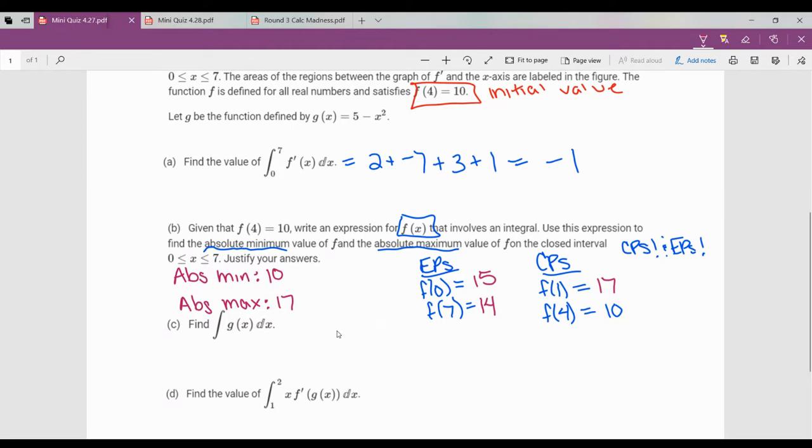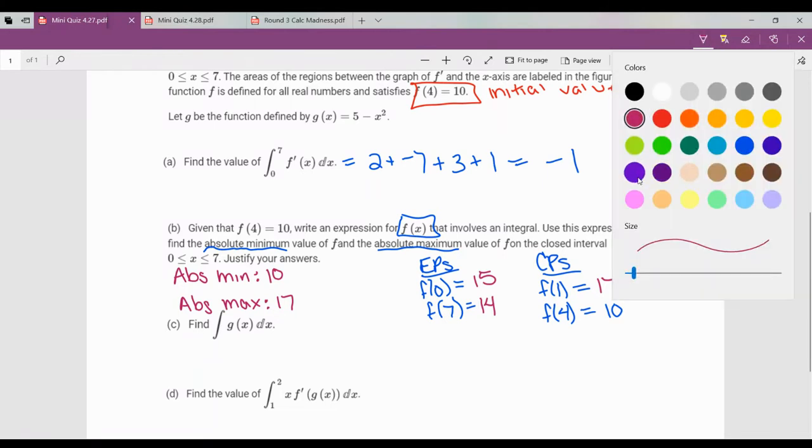All right, and that is it for that one. So justify your answers. The absolute min, the absolute max is this. I check my CPs and EPs. That is how we are justifying. We check those. All right, so for C, going to change my pen color again.